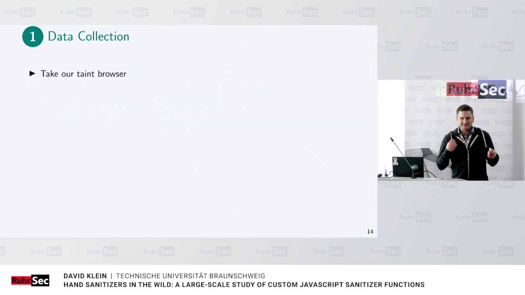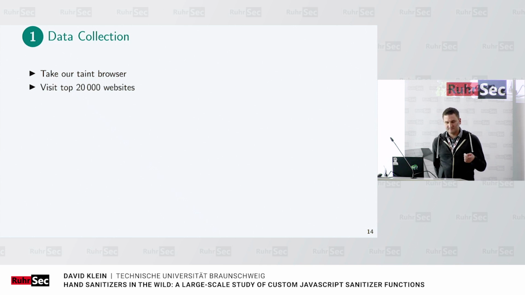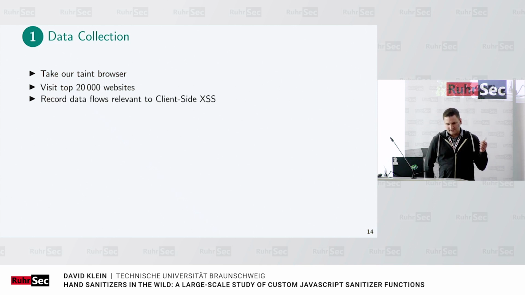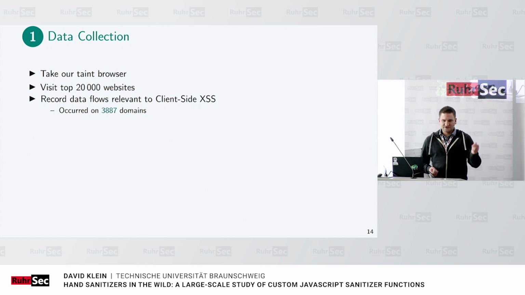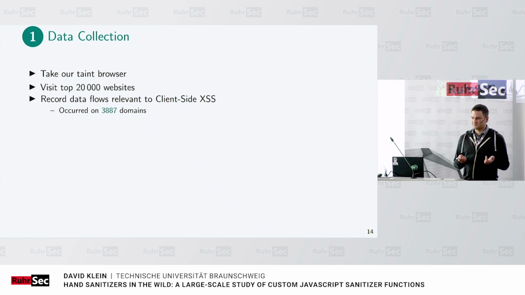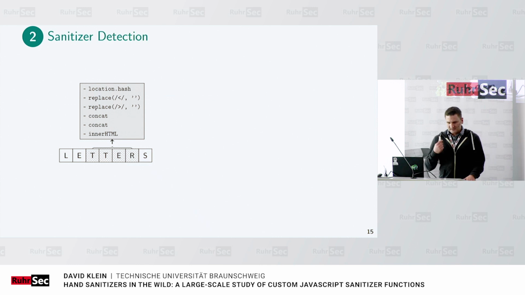With the taint browser, we can start collecting data, and we collected from the top 20K websites based on a Tranco list all data flows which were somehow related to client-side cross-site scripting. Based on this data collection, this occurred on roughly 20% of the domains. We did a zero interaction crawl. If you do basic interaction with the website, you probably get a much higher number, but it's then difficult to automate properly. So we have these taint flows, and they look like this.